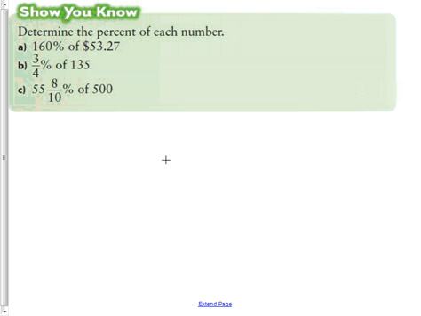Okay, for the second part of the show, we're determining the percent of each number not mentally, but rather using a calculator. So the first one, A, is 160% of $53.27. The reason why we probably wouldn't use mental math for this is because we're going to have a lot of pennies going on here, and it's probably easier just to use a calculator because you're not going to be able to get the answer as quick.